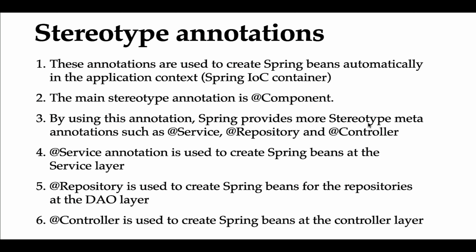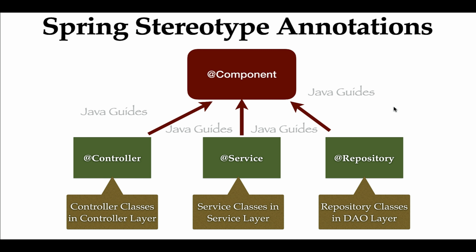The @Service annotation is used to create Spring Beans at the service layer. @Repository annotation is used to create Spring Beans for repositories at the DAO layer, and @Controller is used to create Spring Beans at the controller layer. Well, in typical Spring based applications, we use 3-layer architecture: controller layer, service layer and DAO layer. So Spring provides 3 stereotype annotations such as @Service, @Repository, @Controller annotations to create Spring Beans with respect to these 3 layers.